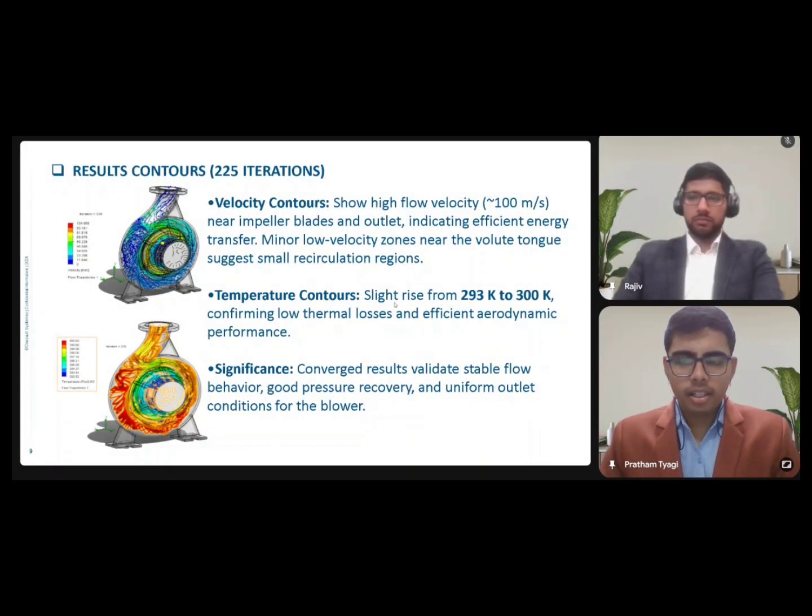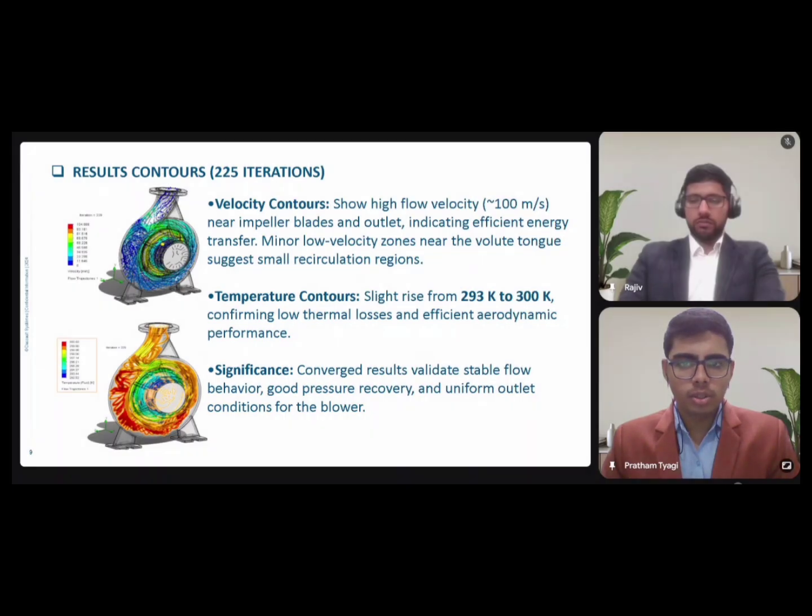So for the result part, we have received these results after some iterations in the SolidWorks Flow Simulation, 225 iterations to be specific. These iterations are performed on the basis of convergence of the result. For the velocity contours, we received the velocity flow rate as 100 meters per second, in which minor low velocity zones near the volute tongue suggest small recirculation regions. For the temperature contours, we retrieved a slight rise from 293 Kelvin to 300 Kelvin, confirming low thermal losses and efficient aerodynamic performance. For the significance, these results are converged, which validates stable flow behavior, good pressure recovery, and uniform outlet condition for the blower.